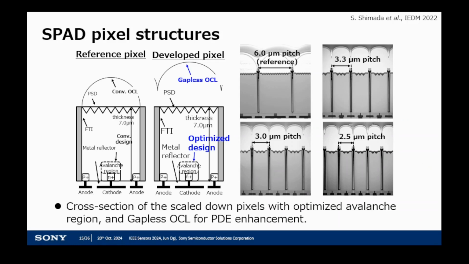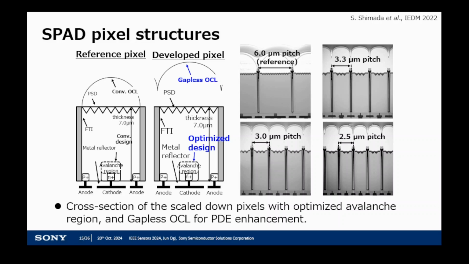This figure shows the cross-section of the reference 6 micrometer pitch pixel, which was published in IEEE 2021, and the developed 3.3, 3.0, and 2.5 micrometer pitch SPAD. The optimized avalanche region designs are applied to the developed scaled-down pixels. Furthermore, an optimized gapless on-chip lens is used in order to improve photon sensitivity in such a small pixel.